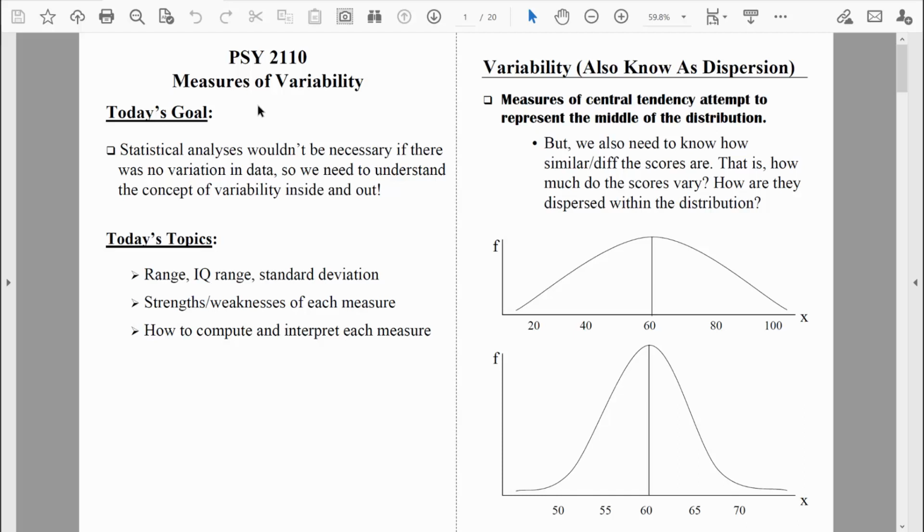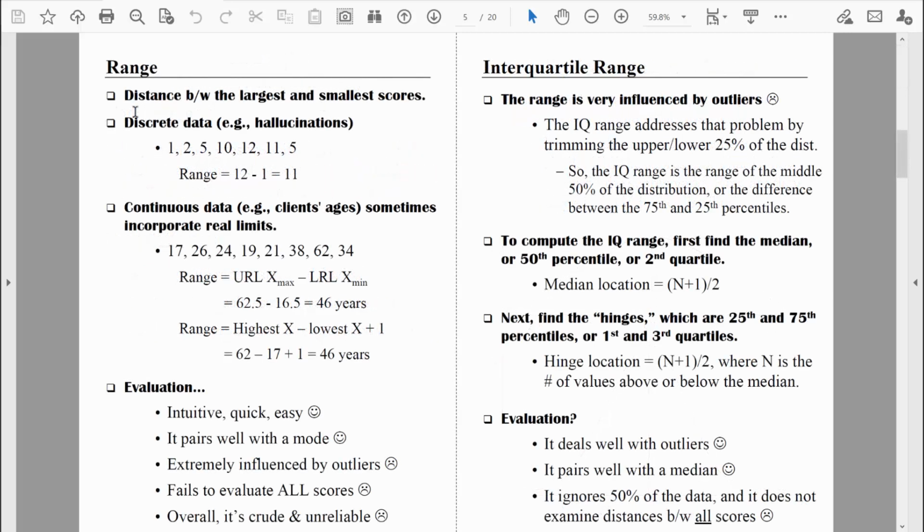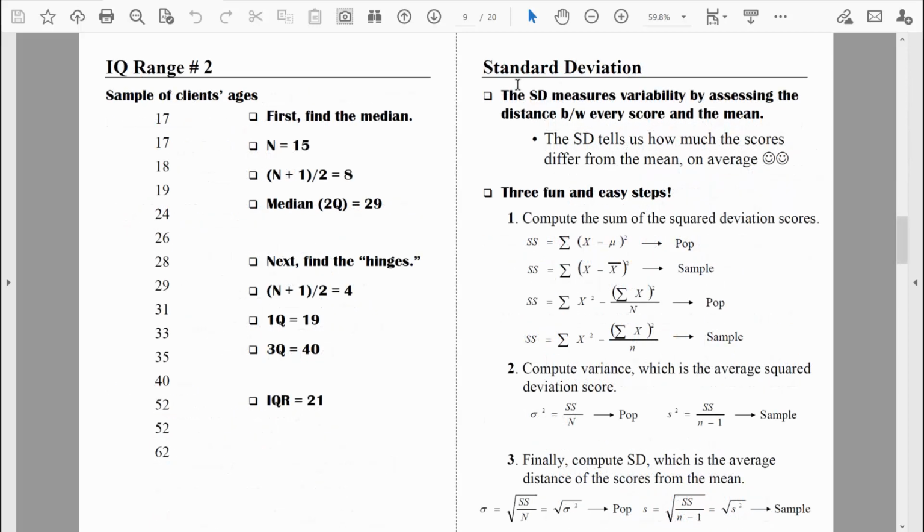Welcome back, everybody. Let's continue to talk about measures of variability. So far, we've talked about the range, which pairs well with the mode, and we've talked about the interquartile range, which pairs well with the median. In this video, let's talk about the standard deviation.